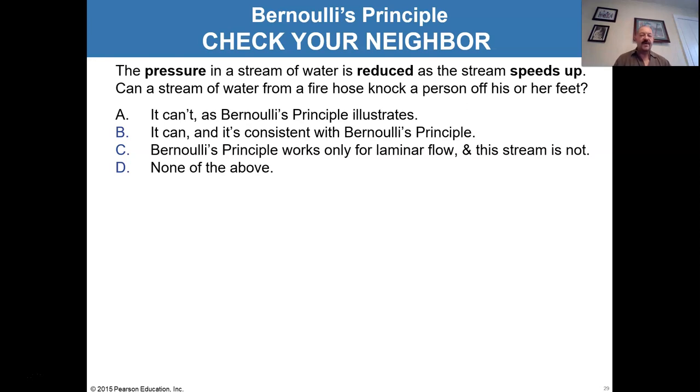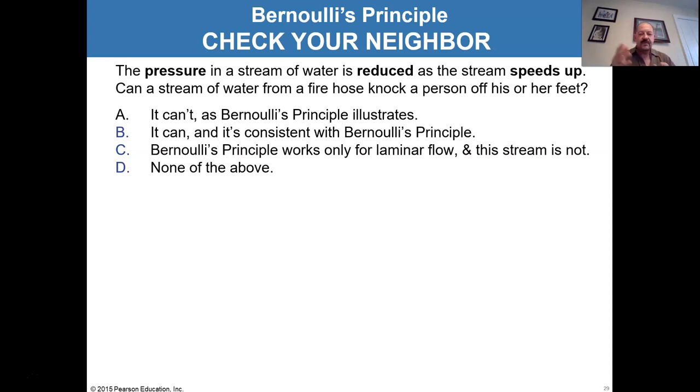All right, so the pressure in a stream of water is reduced as the stream speeds up. Okay, that's Bernoulli's principle. Low pressure when the stream speeds up, not when it's faster, not by going fast, but by speeding up. That's a distinction we have to make. Can the stream of water from a fire hose knock a person off his or her feet? Remember, we just said that a stream from a fire hose, which is coming out super fast, has lower internal pressure, right? Relative to before it went through the pump and was sped up.